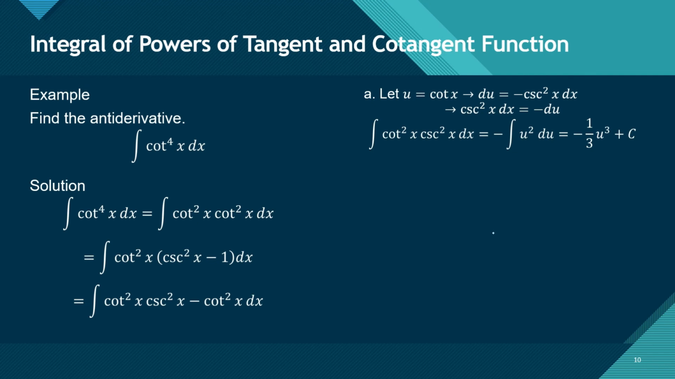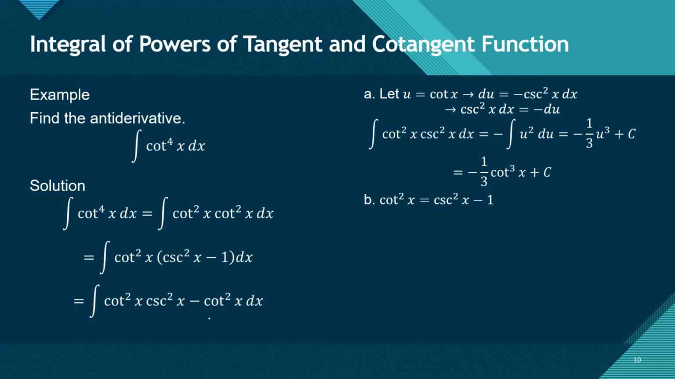Again, using the technique of substitution, this becomes negative of the integral of u squared du. And that is equal to negative 1/3 times u cubed plus c. We now go to the second part.